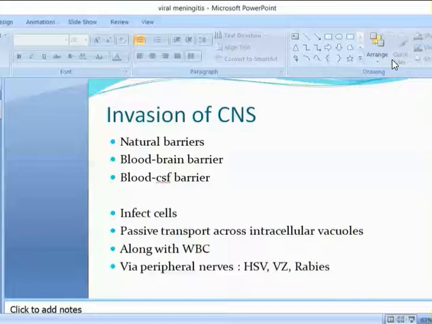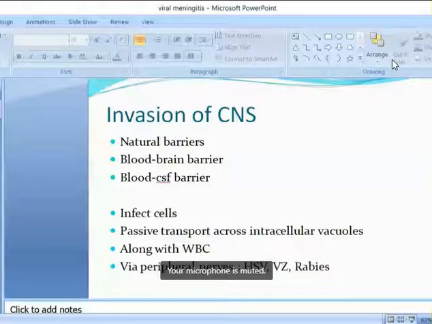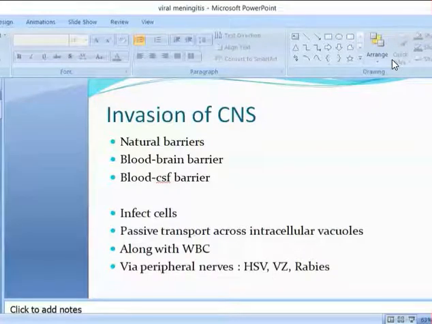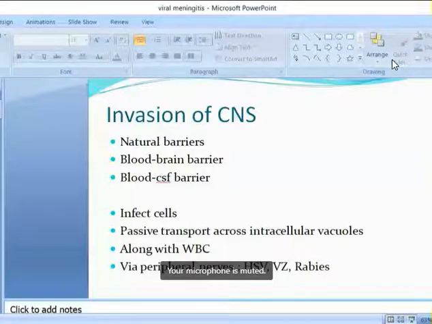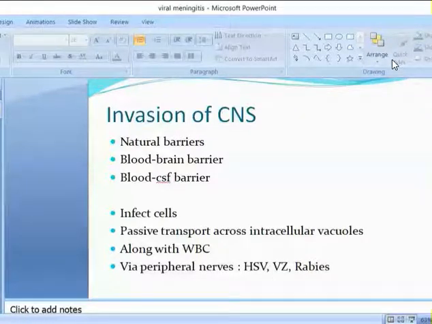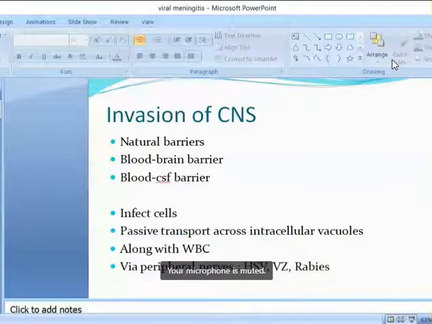Barrier. So it is difficult for any microorganism to reach the meninges that easily. Okay, but still, if they reach the meninges, the CNS, the central nervous system, the brain parenchyma, or the CSF, they can get infected by different means. The cells themselves can be directly infected, or the microorganisms can passively get transported across the intracellular vacuoles, or they can hitchhike along with the WBCs.